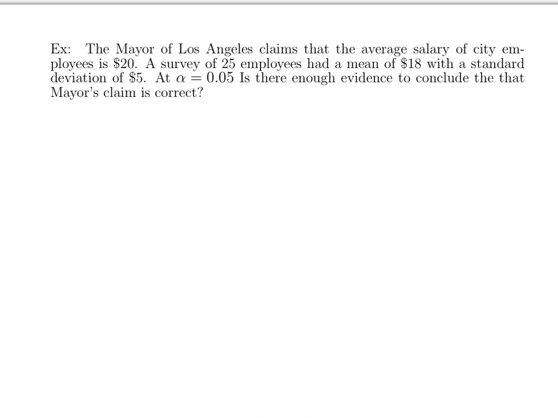So here it says the mayor of LA claims that the average salary is $20 an hour. So the mayor is claiming the mu, or the average, is 20. So that's a claim. So let's see what information we have. Here it says n is 25. X bar from the 25 people is 18, which is less than what the mayor is claiming, and the sample standard deviation is 5, and alpha is 0.05.